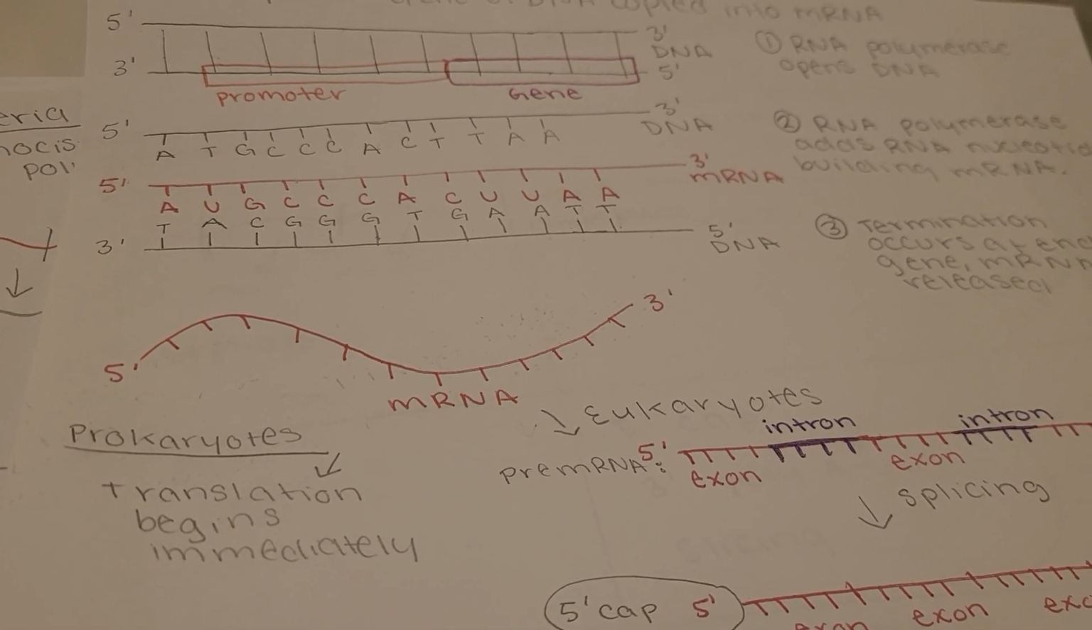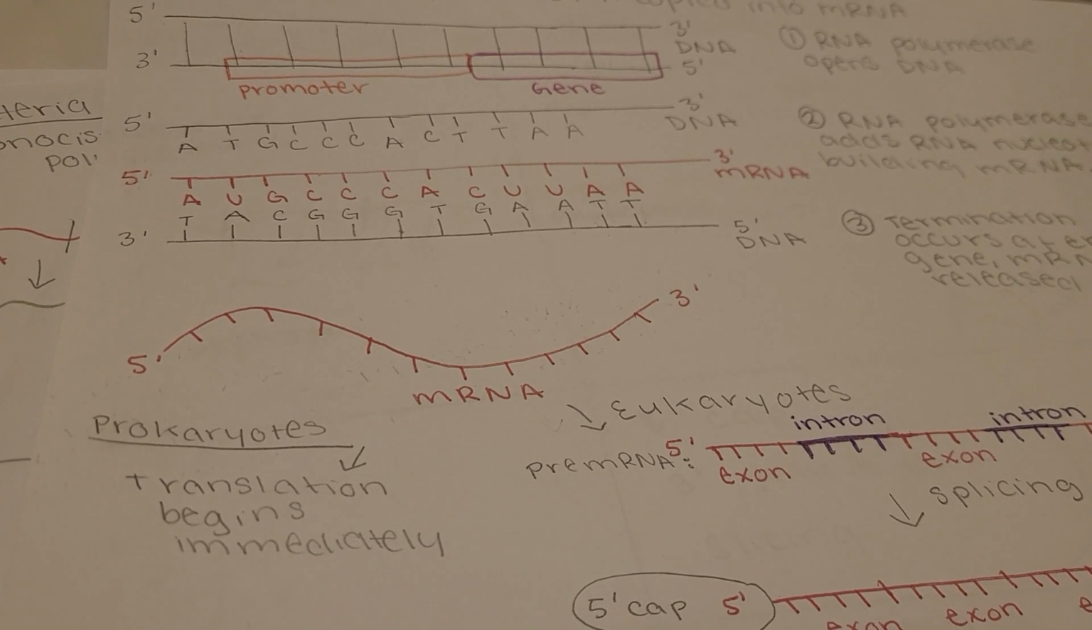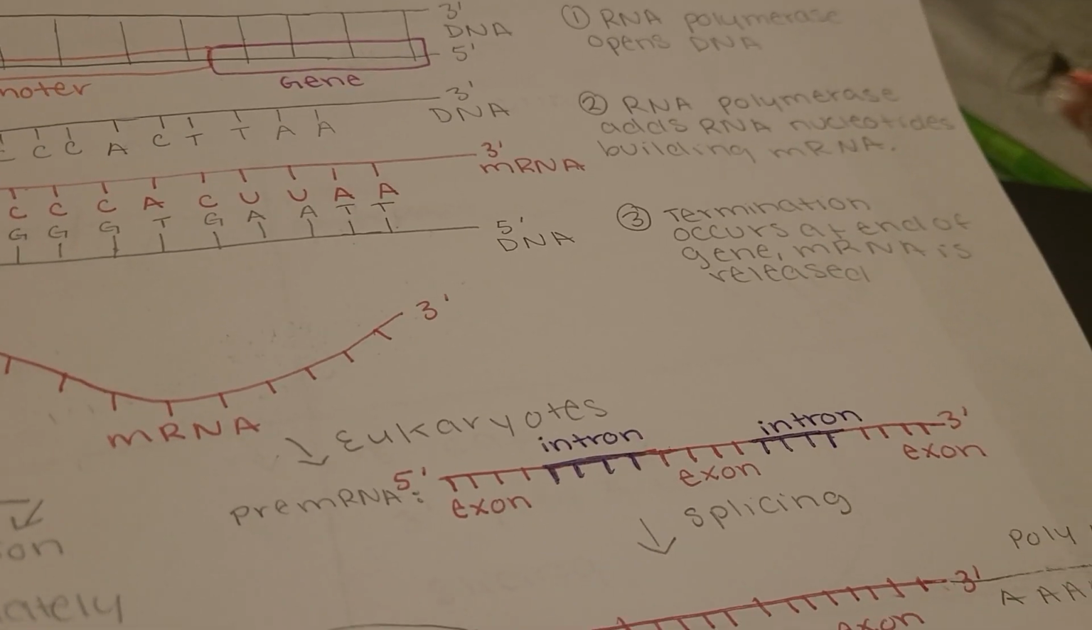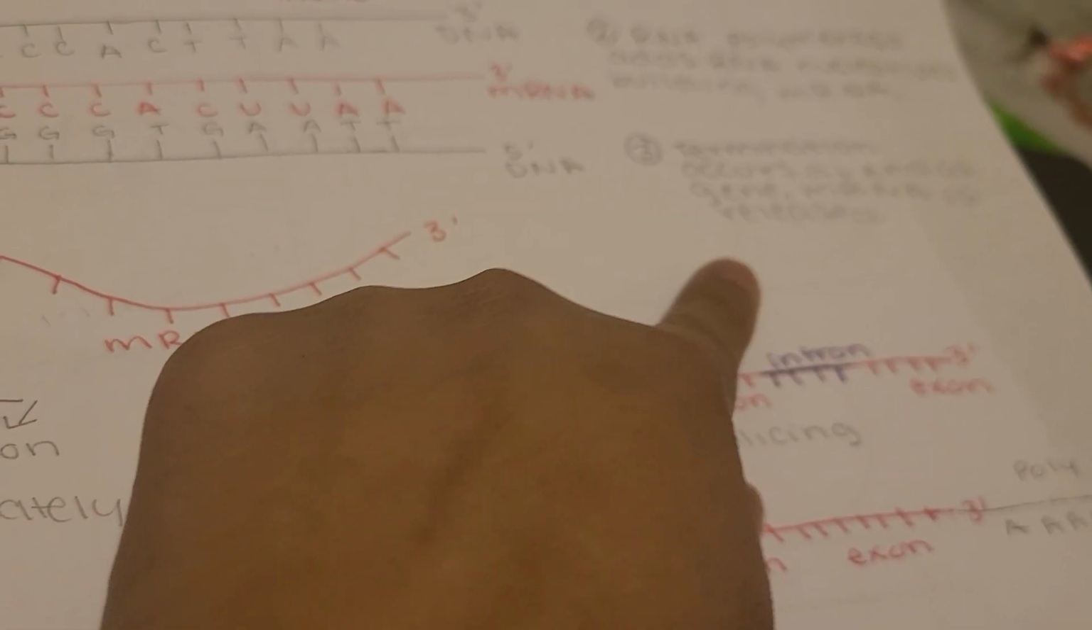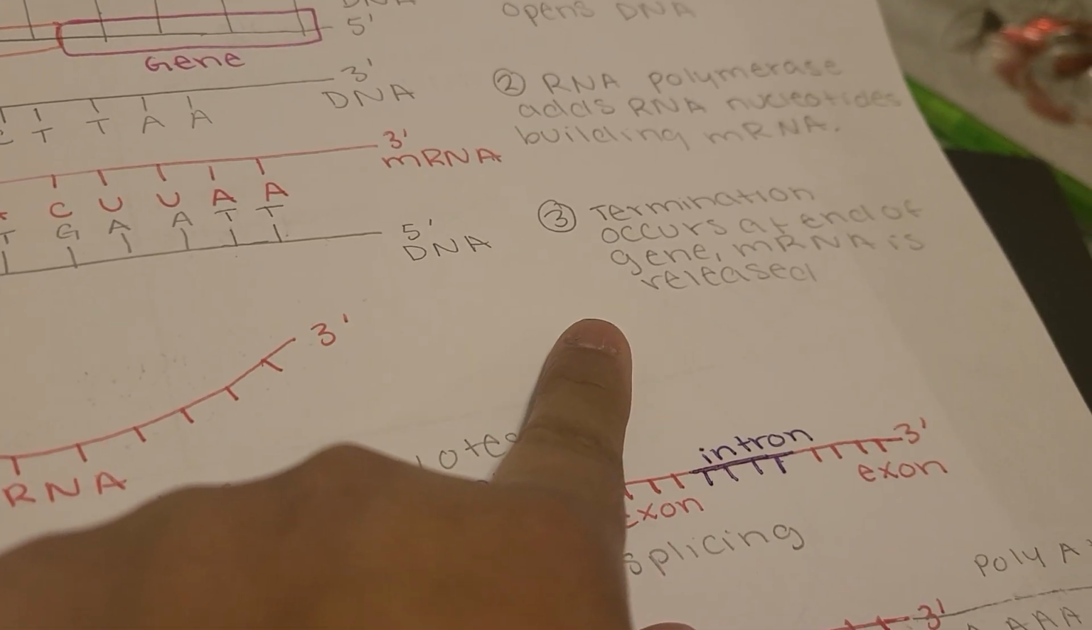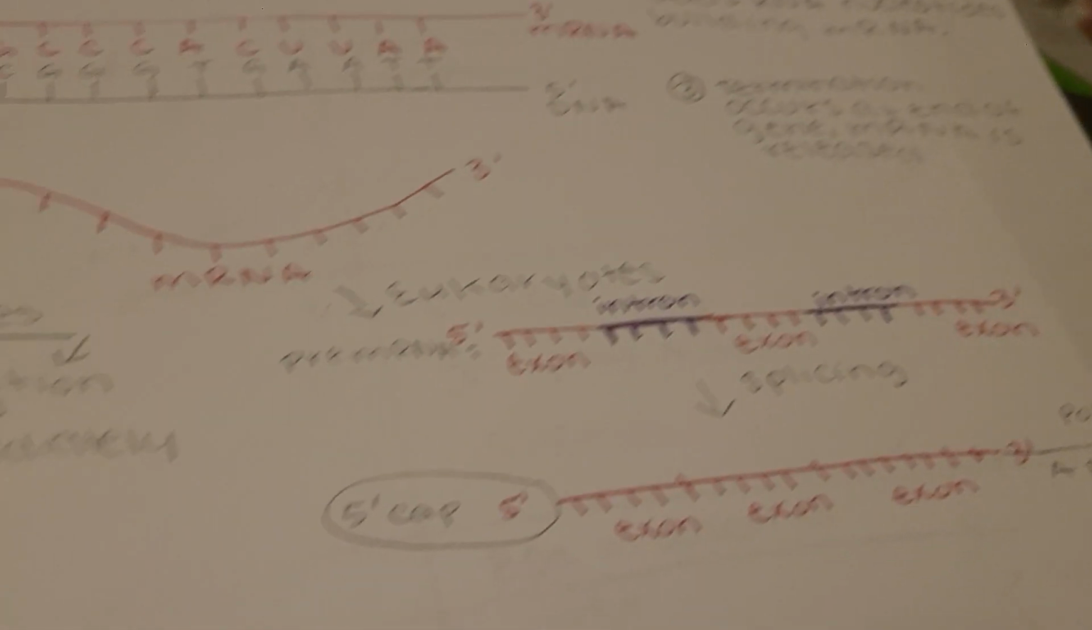So once it reaches the end of the gene, termination will take place, and that is step 3. Termination occurs at the end of the gene. mRNA is released.